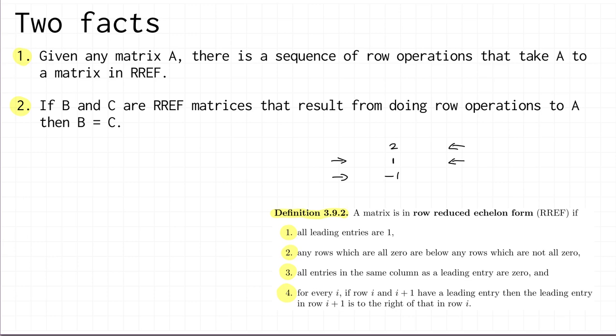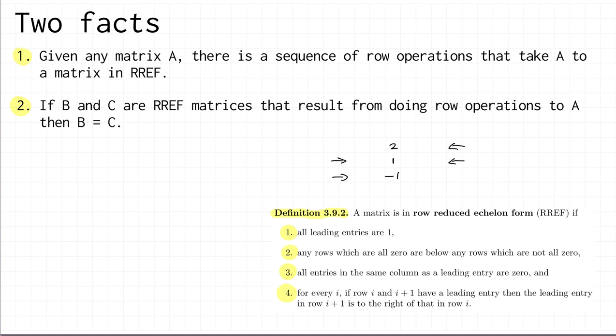It says that if you've got 2 row-reduced echelon form matrices that you can get by doing row operations to a single matrix A, then actually those row-reduced echelon form matrices must be the same. So in other words, there is one and only one row-reduced echelon form matrix which you can get to by doing row operations to your chosen matrix A. So that uniqueness property is really not obvious. You can read a proof of it in the online notes.